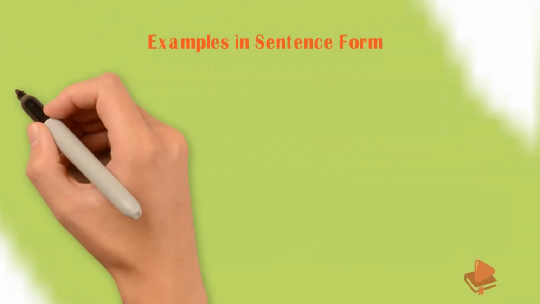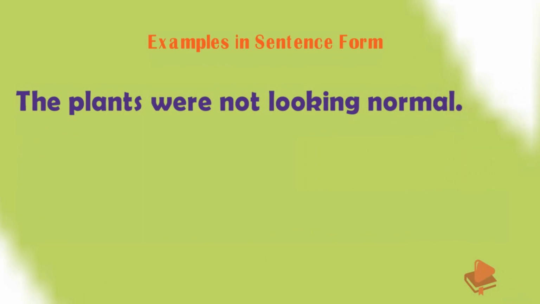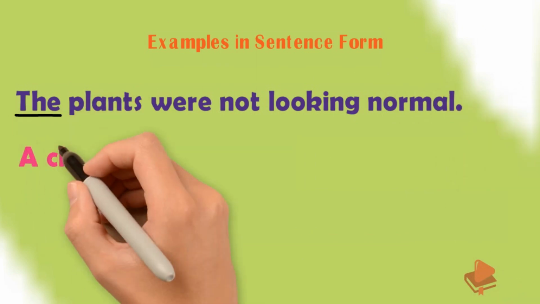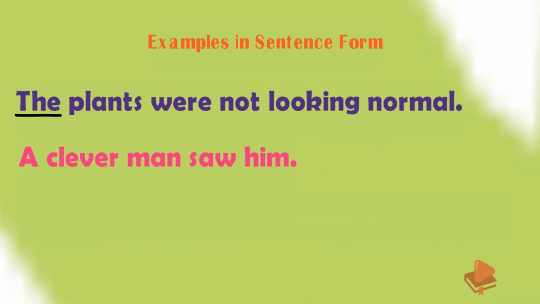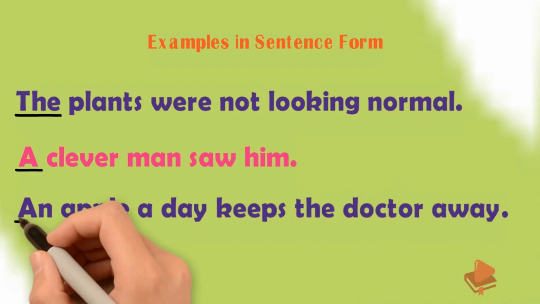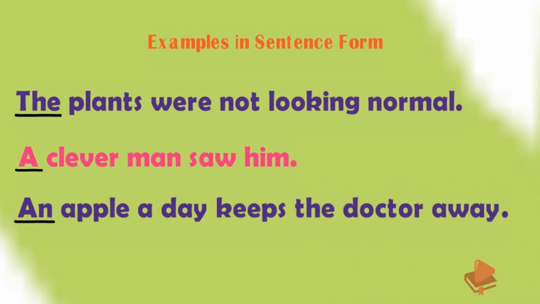Let's see some examples of sentence formation. The plants were not looking normal. Here, the plants. A clever man saw him. A clever man. An apple a day keeps the doctor away. An apple. So these are the examples of singular form.